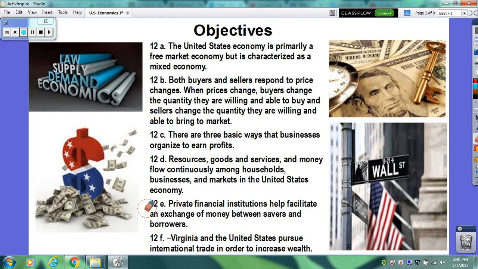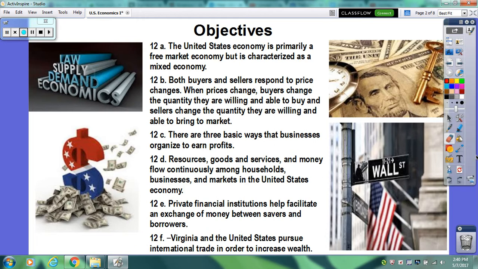The second last point here is private financial institutions like banks help facilitate the exchange of money between savers and borrowers, like mortgages for homes, loans for cars, personal loans, as well as a place to keep your money and a place to have your money come in and to pay bills. The last point here is Virginia and the United States both pursue international trade in order to increase wealth. Virginia undergoes international trade because it's a part of the Union, so they would facilitate international trade through a couple of different ports of Virginia.